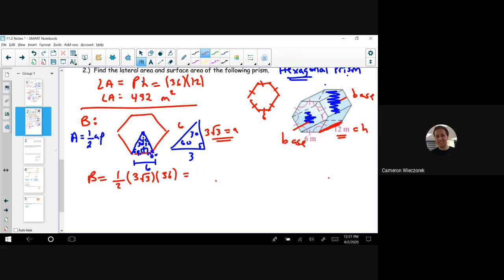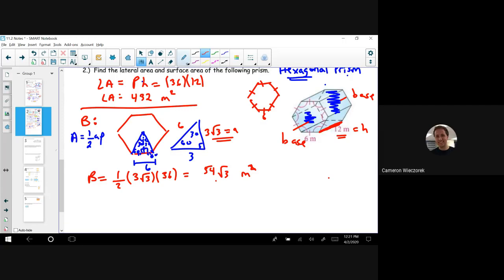So then if you crank that out, there's going to have to be a rad 3 in the answer. 36 times 3 divided by 2 would be 54. So I get 54 rad 3. I'm just going to leave it in exact form for now because the problem didn't specify. So I'm going to show it to you in both ways.